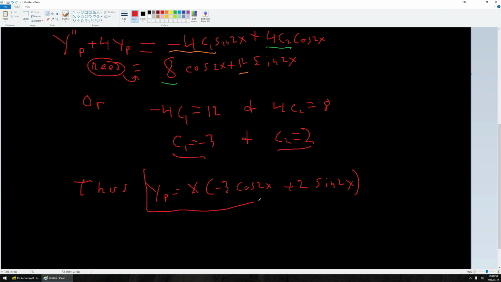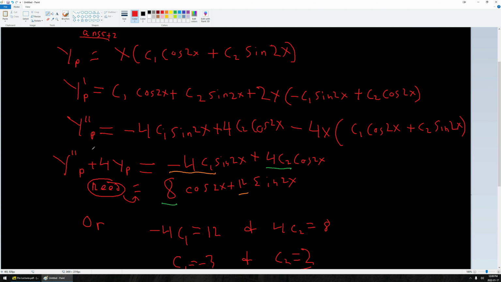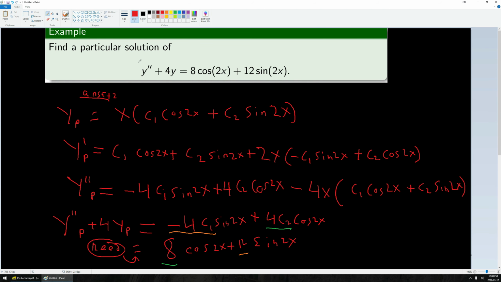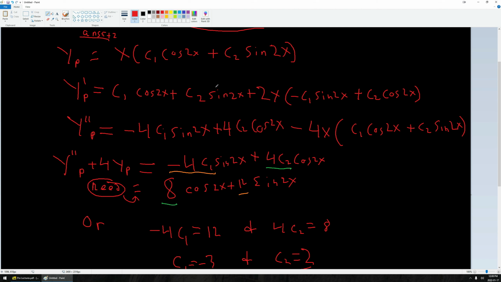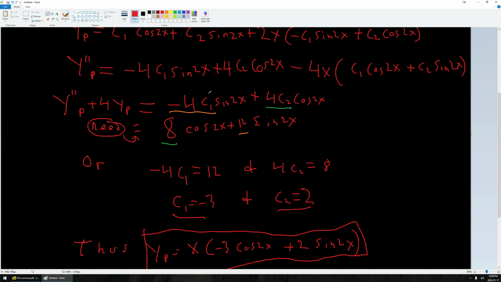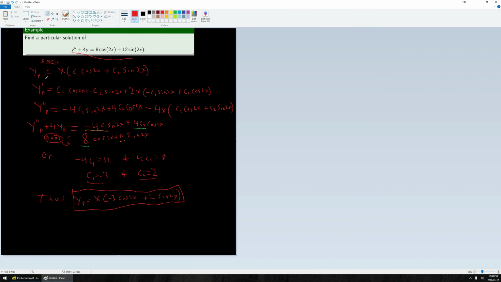Okay, so that is our proposed final answer. It's always a good idea to go back and differentiate this and make sure it does actually solve the forced equation up here, but it actually does in this case. Okay, so if I just put this back, we've noticed so far we have two cases.